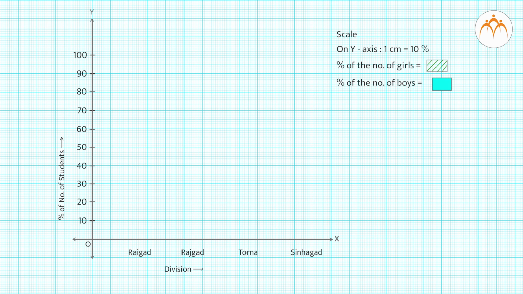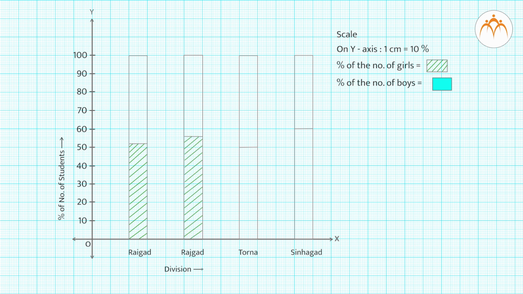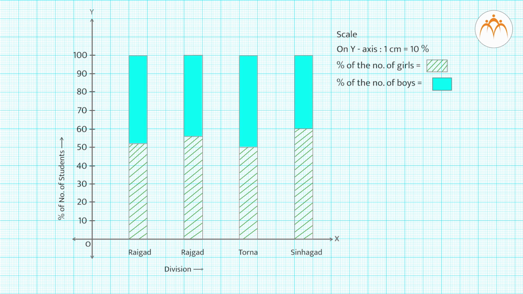Now here is one very important thing to be noted. The total height of each bar will always be 100% according to the scale on the y-axis. Now we have calculated the percentage of the number of girls in each division. Let's mark the portion representing the percentage of girls with slanted lines, and the remaining part will represent the percentage of boys, which we will keep unmarked. Okay, so now we are done with this graph.